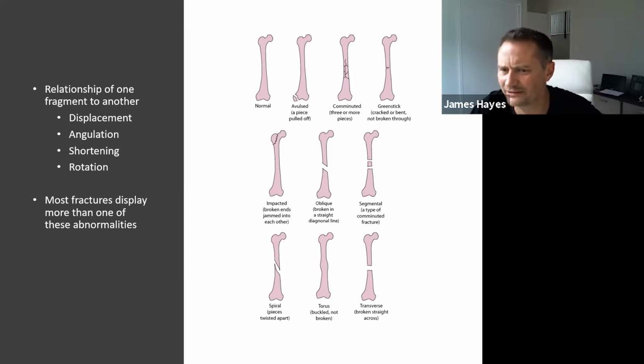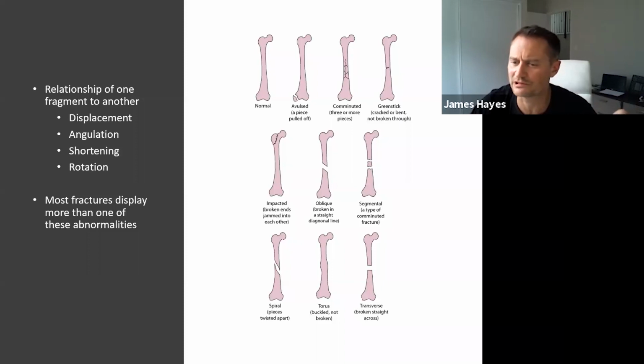And then you have impacted, where the broken ends are jammed into each other. And I'll talk about these separately in a minute, and I'll show you how to spot them. Oblique, it's kind of broken in a straight line, but diagonal. Segmented, it's always a very unusual fracture and difficult to fix. Spiral does exactly what it says on the tin. It goes around the bone, and these are only available in long bones.